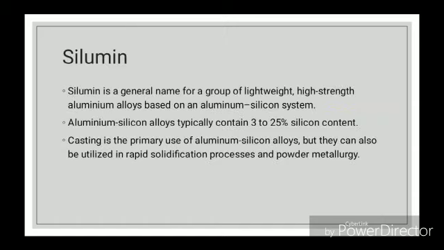Cesium. Cesium is a general name for a group of lightweight, high-strength aluminum alloys based on the aluminum silicon system. Aluminum silicon alloys typically contain 3 to 25% silicon content. Casting is the primary use of aluminum silicon alloys, but they can also be utilized in rapid solidification processes and powder metallurgy.